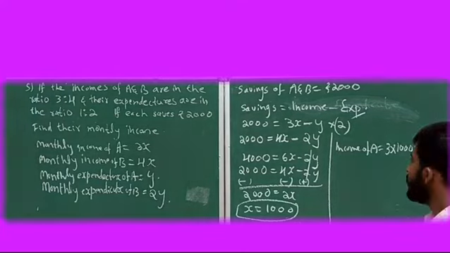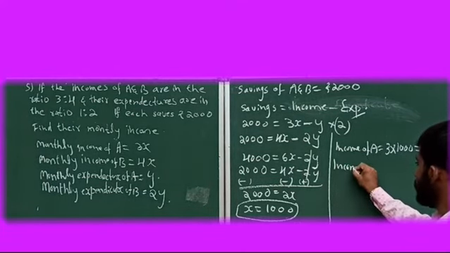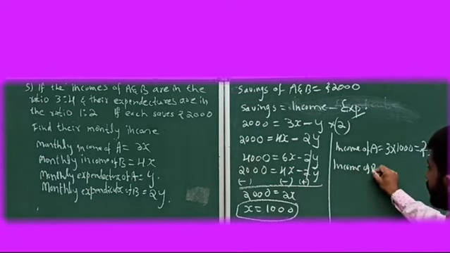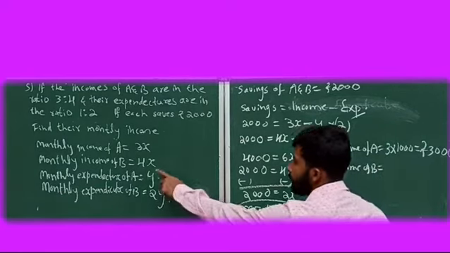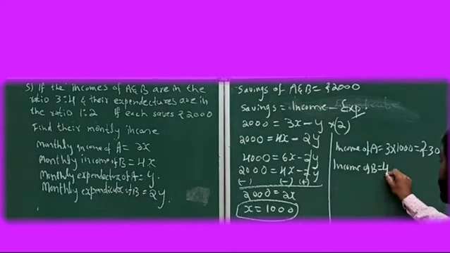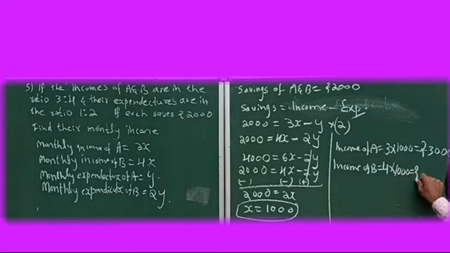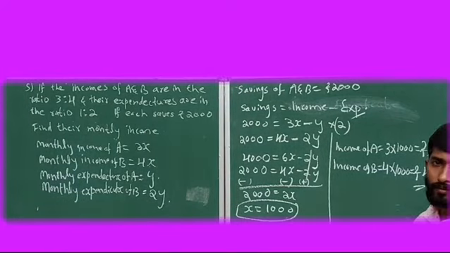Okay, then see, income of B. Income of B is equal to, what's the income of B? 4x. 4 into, what is the x value? 1000. It's equal to rupees 4000. Okay, this is the answer for the given question.